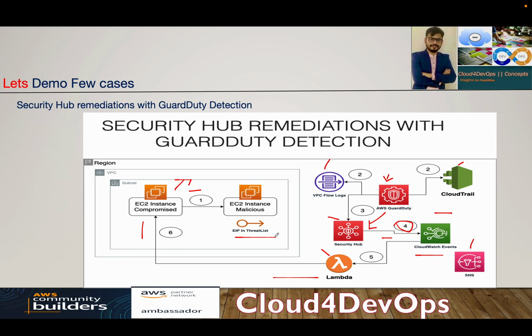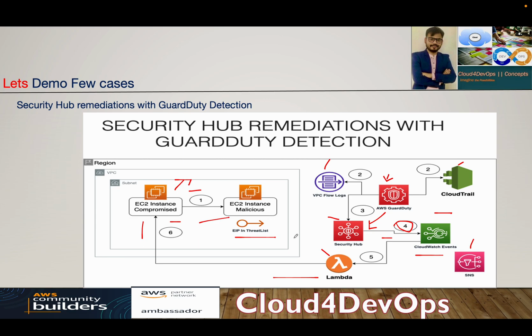If any one of the machines or any one of the threat list IPs gets detected, where a compromised instance is sending data or communicating outbound to the malicious IP address, then it will do all the logic behind the scenes. It will stop the instance and isolate the traffic from there itself.